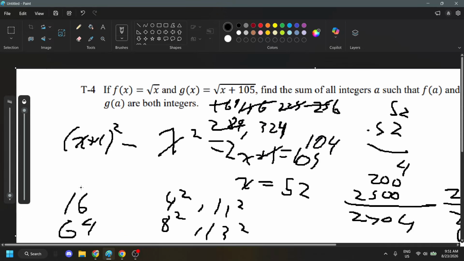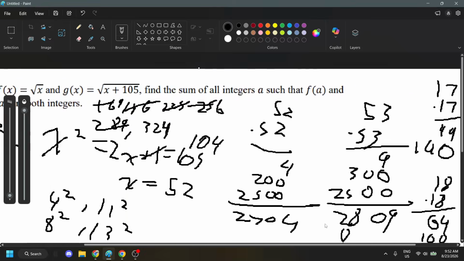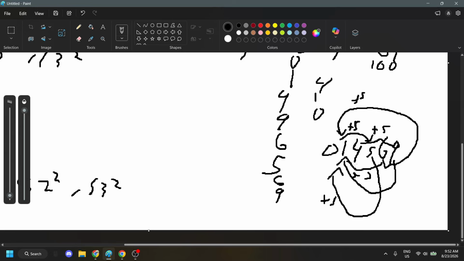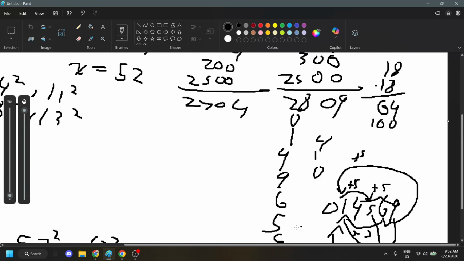Wait, so why does 16 work? Oh, because 16 plus 5 would go back to 1. 5 plus 5 goes back to 0. Why do they all plus 5 if this works? What the heck? So these all actually do work. I was on to nothing.